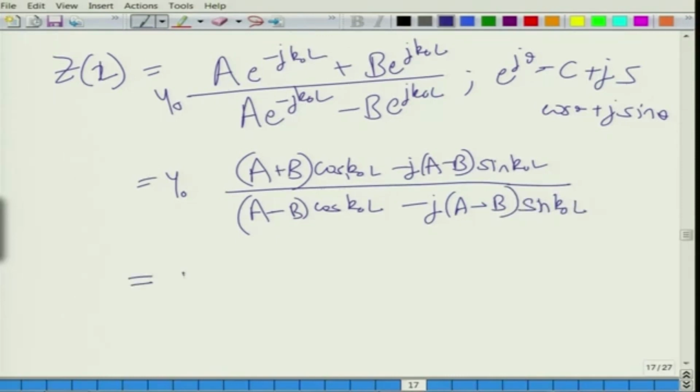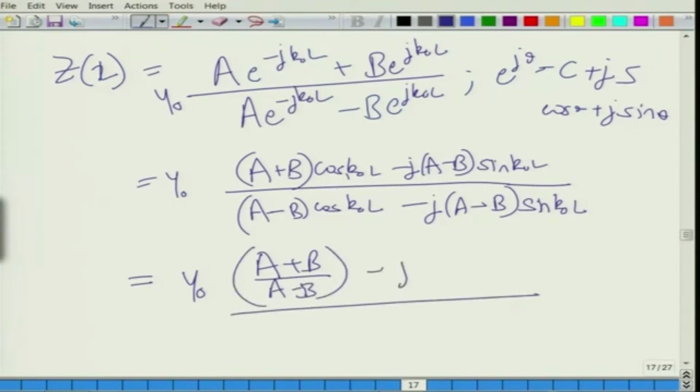Once we simplify this further, we will probably end up with (A plus B) divided by (A minus B). So, this thing we will keep, and 1 minus (A plus B) divided by (A minus B) times j tan k0L.